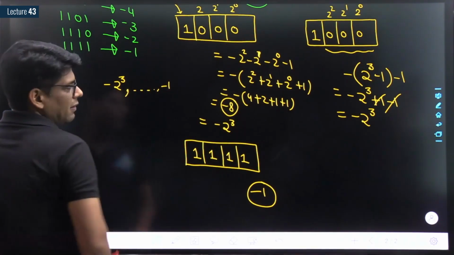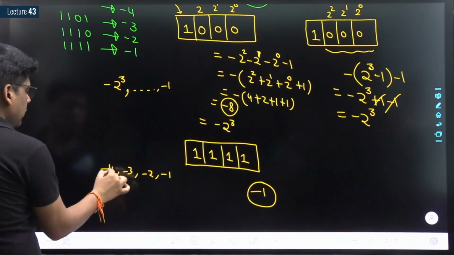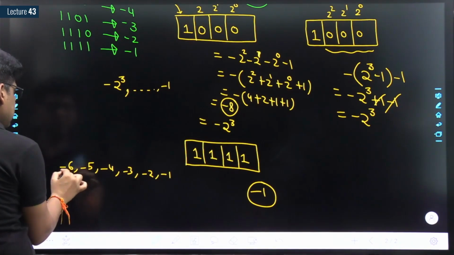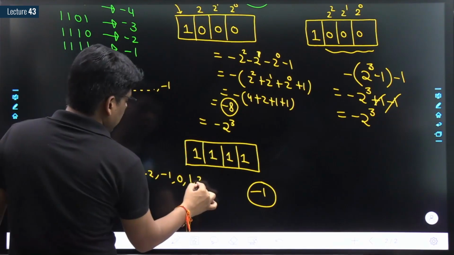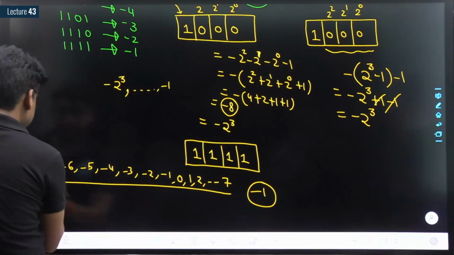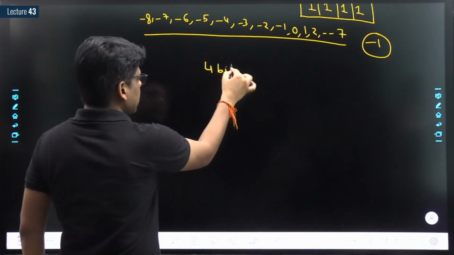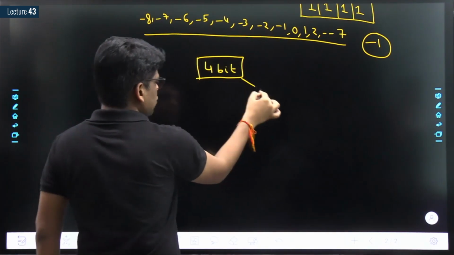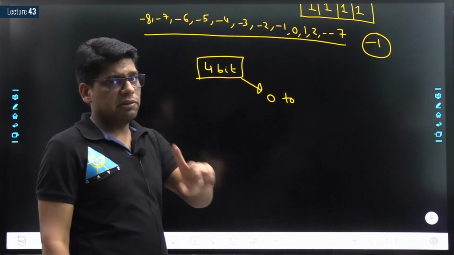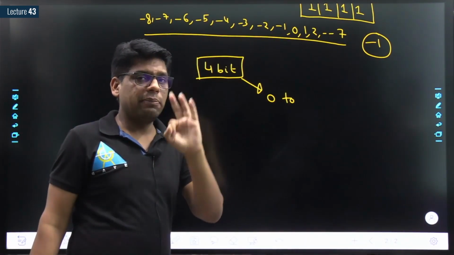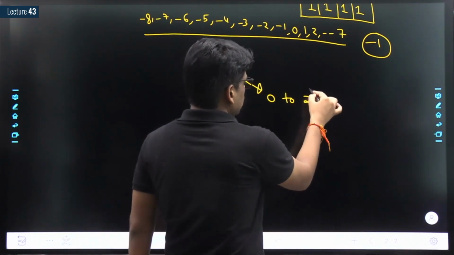That means what is the largest value in negative? Minus 1. Try to understand. The values are minus 1, minus 2, minus 3, minus 4, minus 5, minus 6, minus 7, minus 8. And what about positive? 0, 1, 2, up to 7. So for a 4-bit integer, the positive values are from 0 till, see, 1 bit is reserved for sign. Within the remaining 3 bits, how many numbers can be represented? 0 till 2 to the power 3 minus 1.